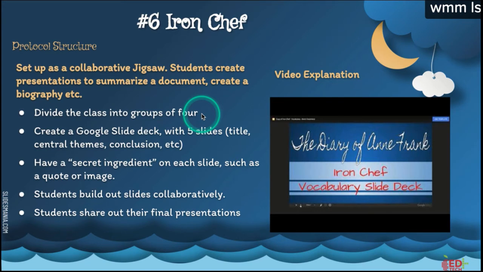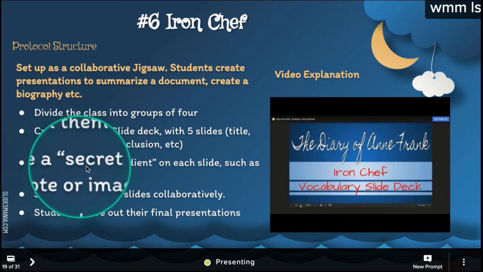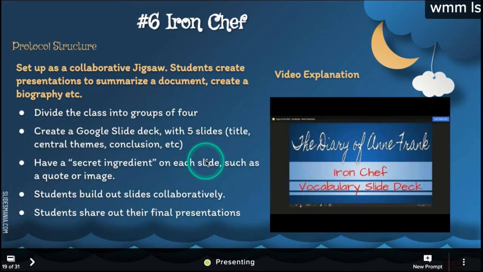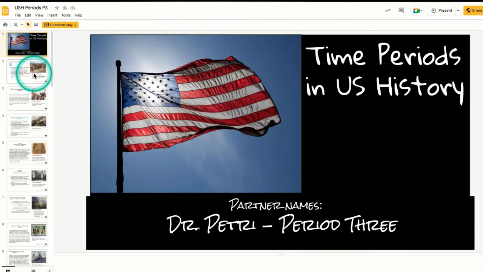But on each slide, there is going to be something called a secret ingredient. It's going to either be a quote or an image or something that is all similar to tie that presentation together. Now, what's really fun about this is if you don't share the secret ingredient or have students come up with the secret ingredient in their teams, the other students have to try and guess what that secret ingredient is during the presentation. So here is an example of Iron Chef and how it's been used for a U.S.